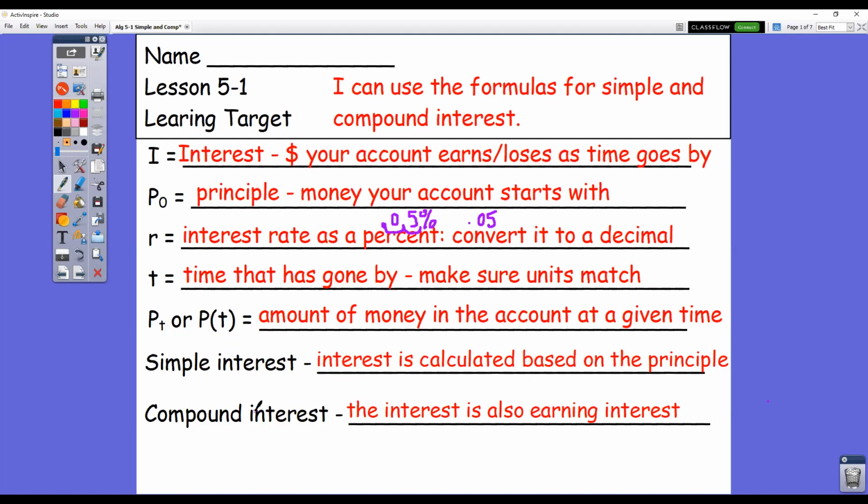Simple interest: there's two different kinds of interest that we're going to be talking about today. We have simple interest and we have compound interest. The difference between the two is that simple interest is calculated just based on the principal. How much interest would you get? Where compound interest is they're reinvesting or redepositing the interest back into your account, and then you're earning interest based off of that interest. So your interest is earning interest. You're going to have to calculate both kinds today.